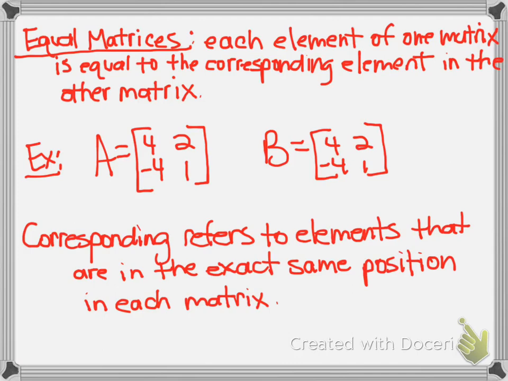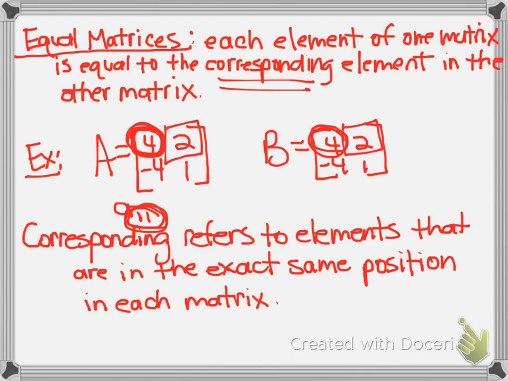Equal matrices, that is when each element of one matrix is equal to the corresponding element in the other matrix. So corresponding refers to elements that are in the exact same position in each matrix. So in matrix A, I have element A11, first row, first column, is the value 4. So the element in the same position, row 1, column 1, would be this. What's corresponding to 2? 2. And if all of the corresponding elements match each other, it's an equal matrix. So here we would say A equals B.